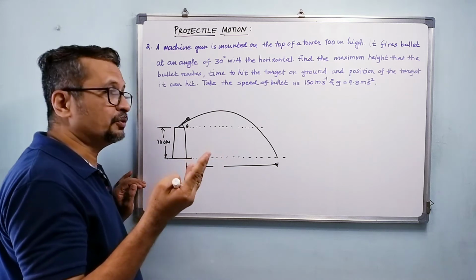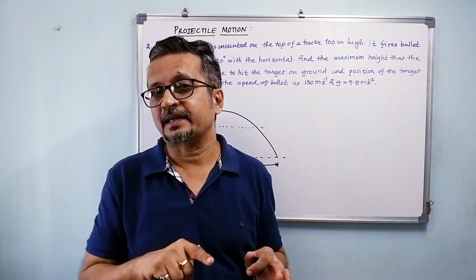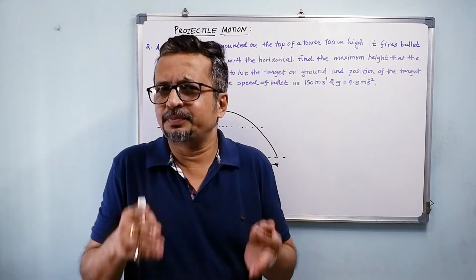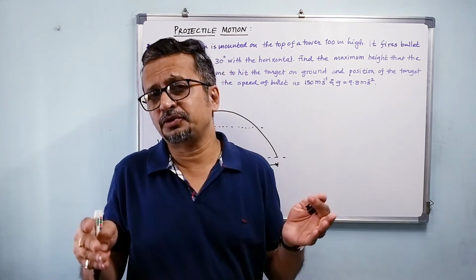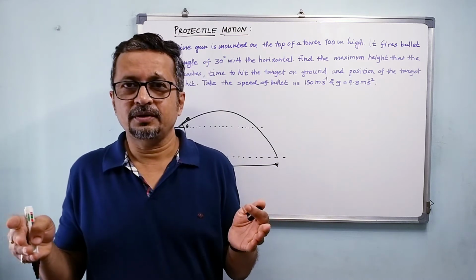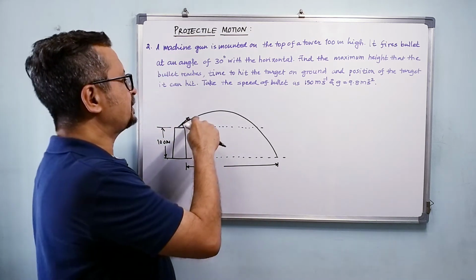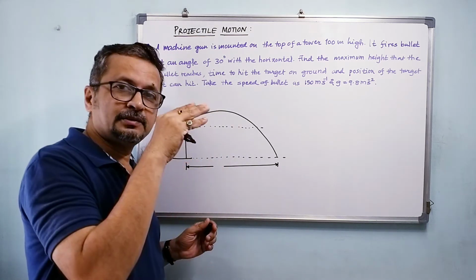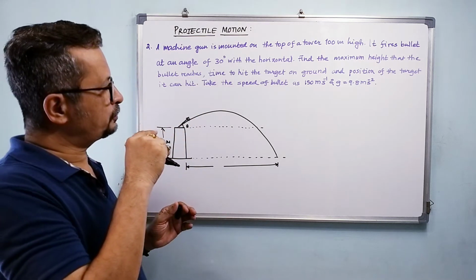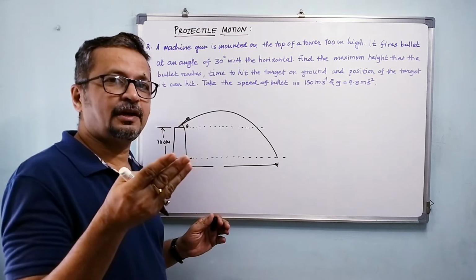What can we do? Now we know that we are going to have only gravitational acceleration, no acceleration in the horizontal direction. Correct. So my speed in the horizontal direction, which is going to be u cos theta, is going to remain constant. It is not going to change. My vertical speed is going to change, right? My vertical speed will become 0 at that point of maximum height. And what about my vertical speed after that? It is going to start increasing in the downward direction.